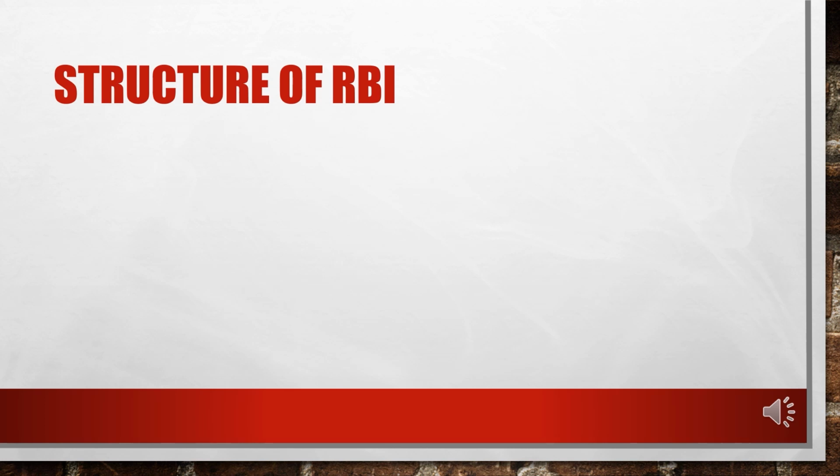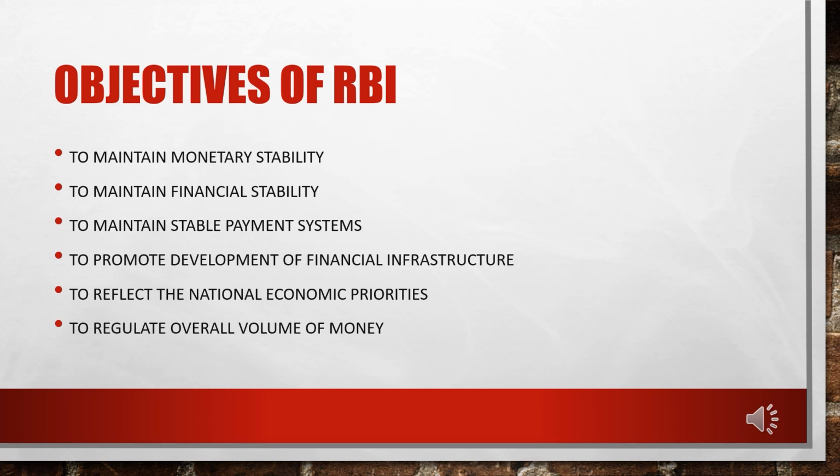Now, the objectives of RBI. RBI was established long back in 1935. So what was the basic objective then, and what is the objective now? Has there been a change? Over the period of time, I have summarized the broad objectives of RBI, how RBI is working in this system and what they are trying to do. The first and foremost thing RBI does is to maintain monetary stability.